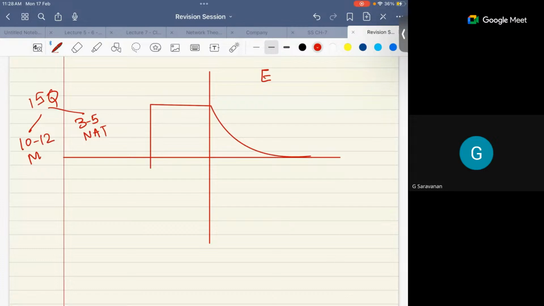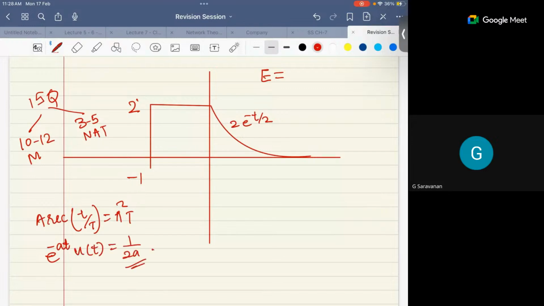Calculate the energy of this signal: a rect from -1 to 2, and this is 2 e to the power minus t by 2. What will be the energy? I told you for a rect function the energy is a square tau, and for an exponential decaying function it is 1/2a. So these standard signals you must just remember, or you can calculate it there, but it's better you remember.